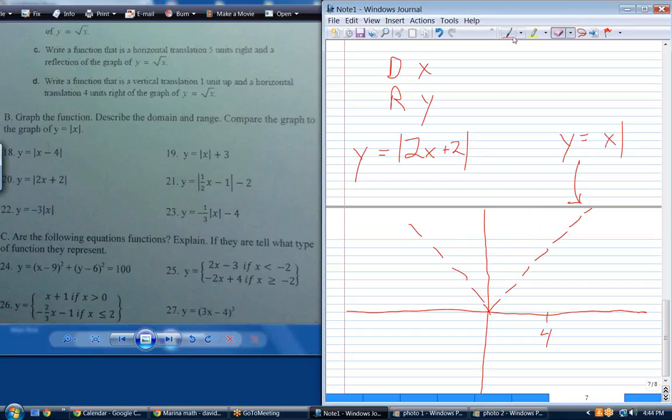Let me think about this for a moment. I can actually, but I don't think they want you to do it that way. When x is equal to -1, y is equal to 0.